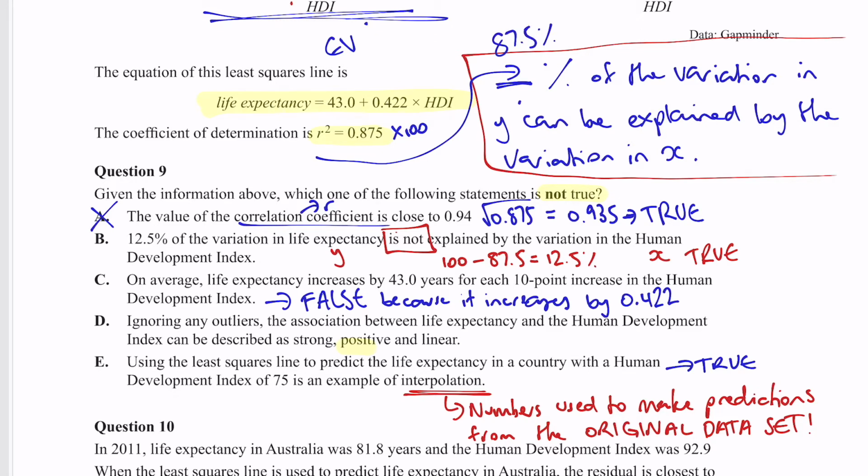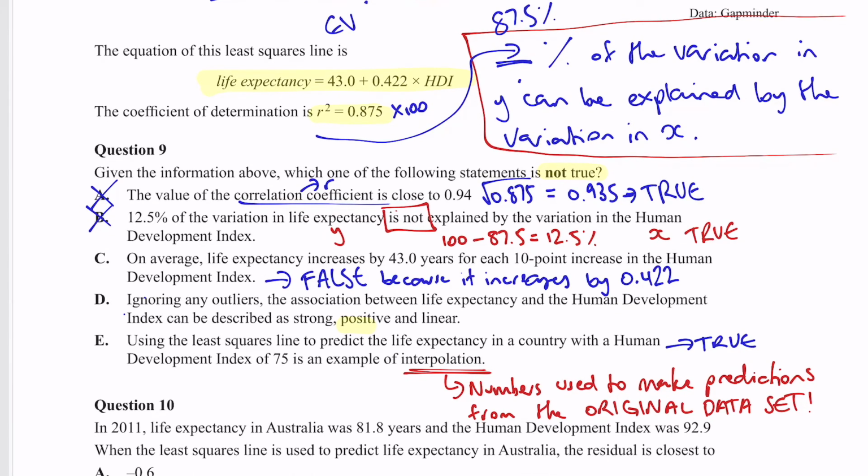87.5% of the variation in Y, so life expectancy, can be explained by the variation in HDI. So that means if we substitute it into this sentence here in B, 12.5% is not explained. So if it's not explained, that means we need to do the opposite. So we do 100% minus 87.5 and we get 12.5%. So 12.5% of the variation in life expectancy is not explained by the variation in the HDI, which is X. So that's wrong, we can cross that out.